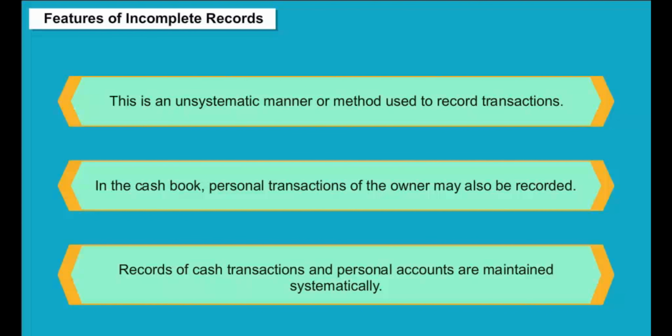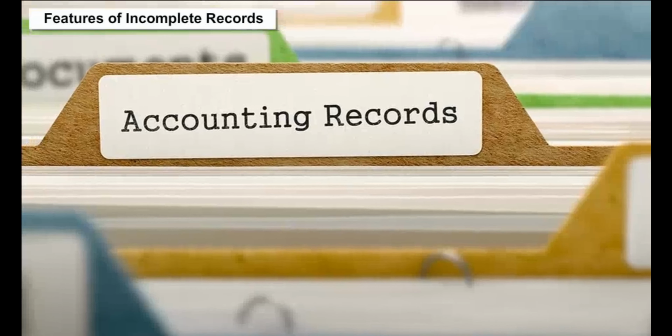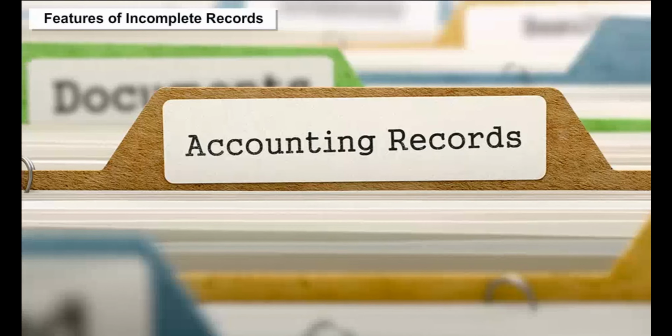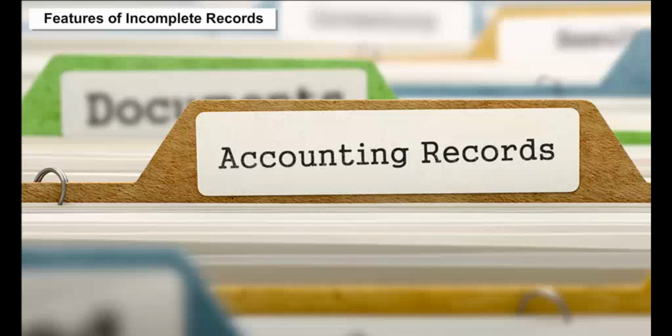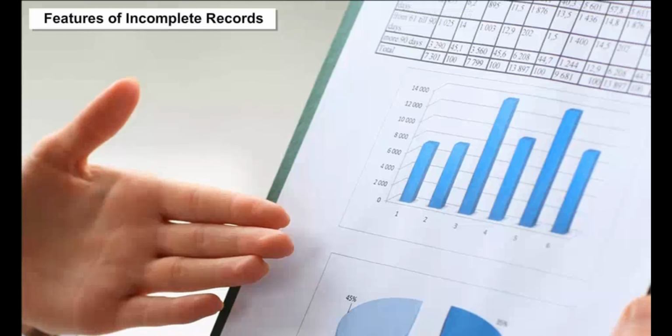Records of cash transactions and personal accounts are maintained systematically. However, no proper information is available regarding revenue, gains, expenses, losses, assets and liabilities. Firms maintain records as per their convenience, hence there is no uniformity and the information is not comparable.